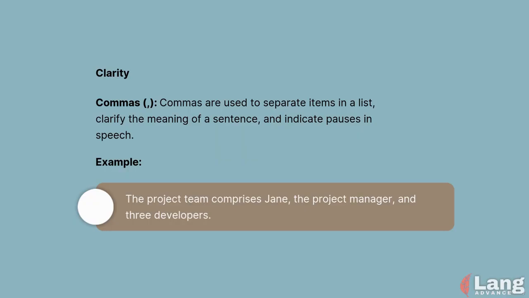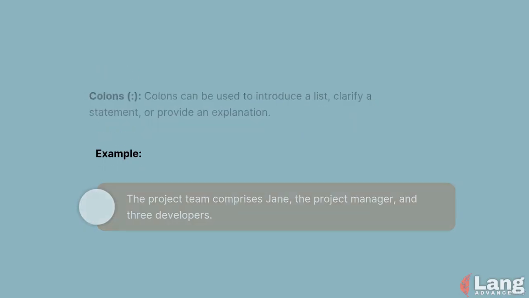Commas. Commas are used to separate items in a list, clarify the meaning of a sentence, and indicate pauses in speech. Example: the project team comprises Jane, the project manager, and 3 developers.